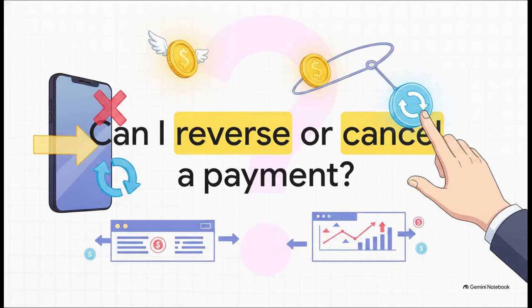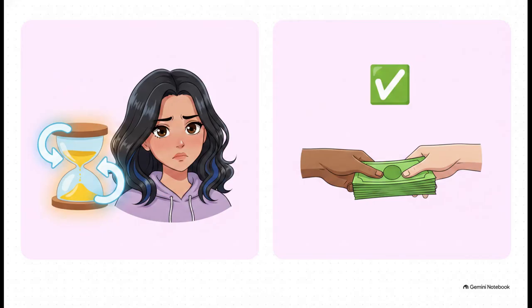Now this brings us to a really critical safety question regarding the permanence of sending money digitally. We've all been there. What happens if you make a mistake? Can you just hit an undo button? Well, the answer depends entirely on the recipient's enrollment status.